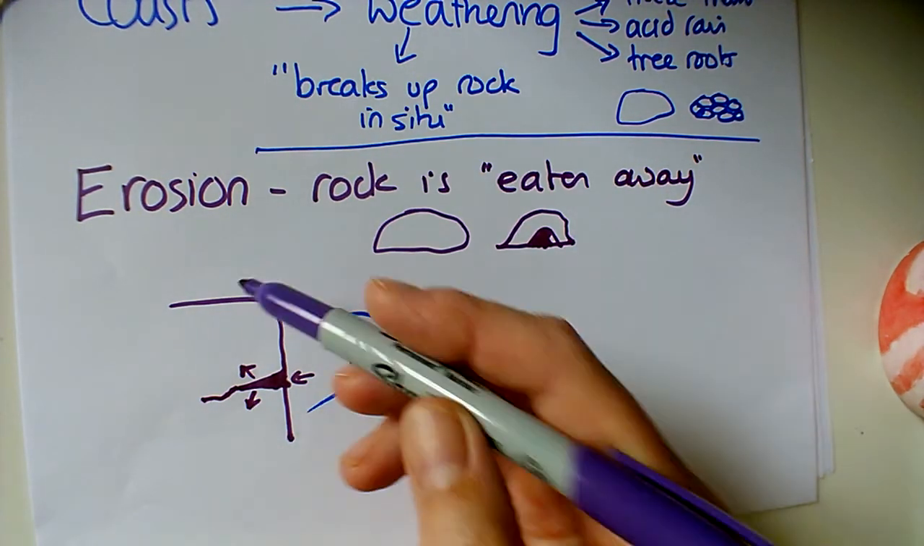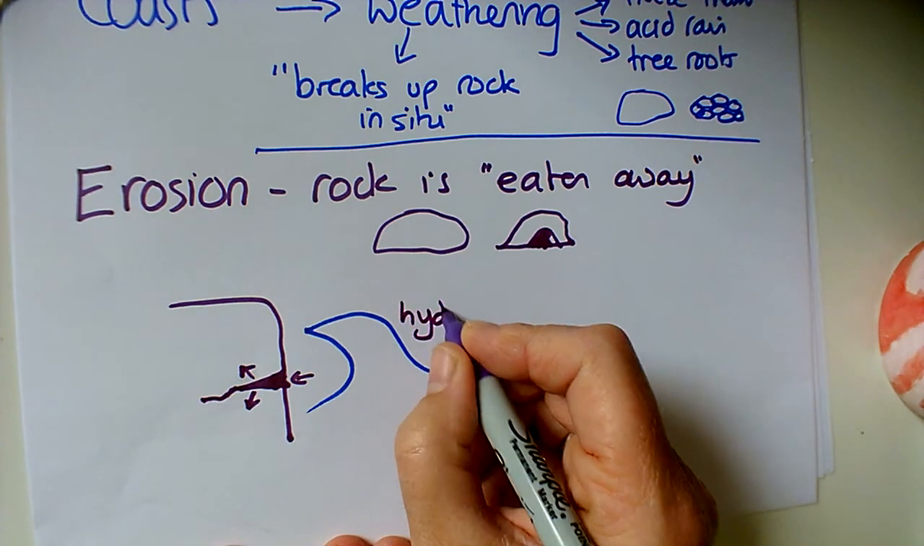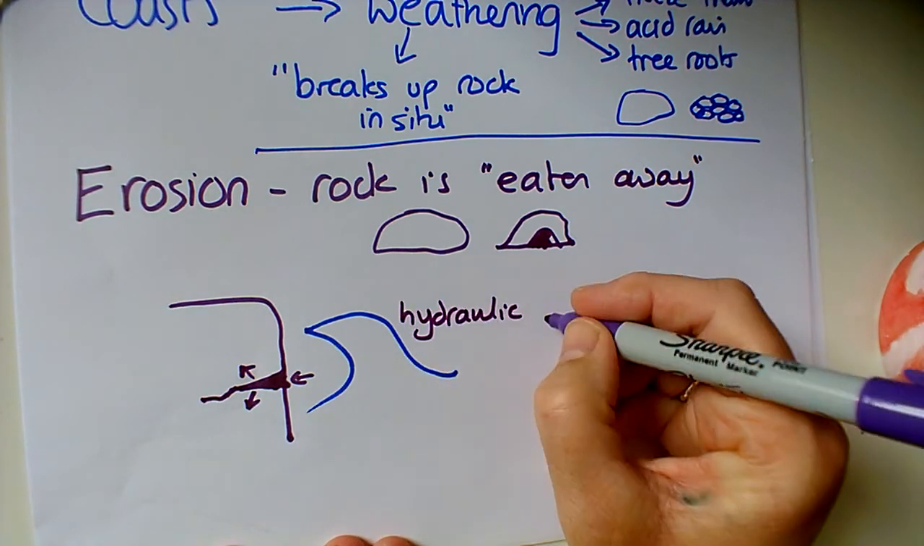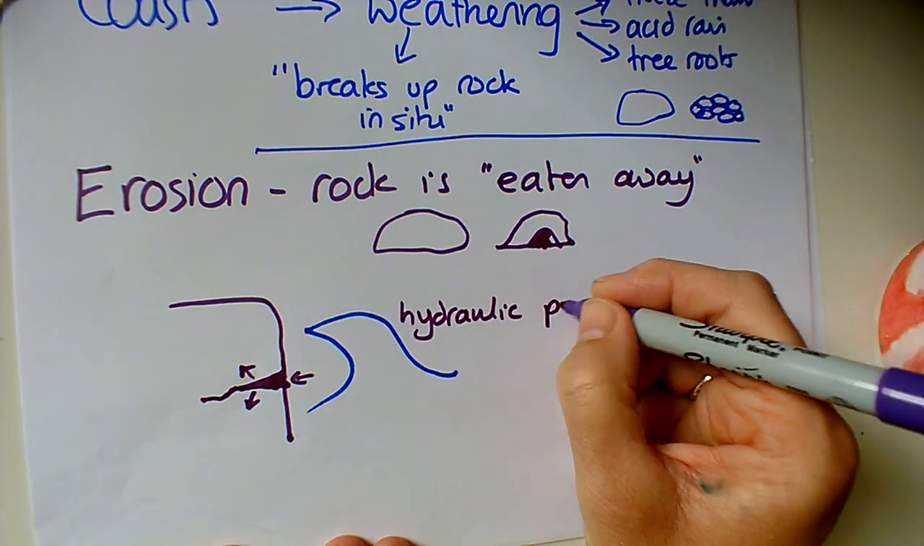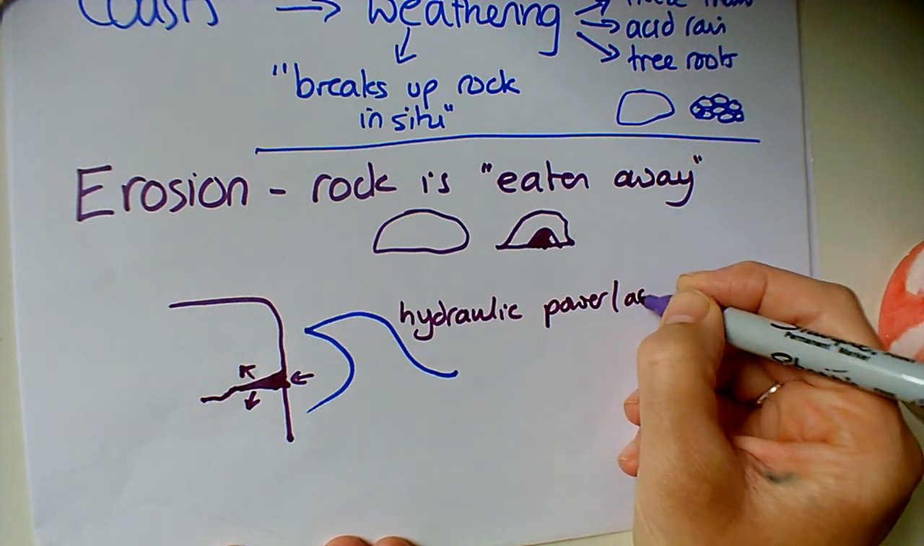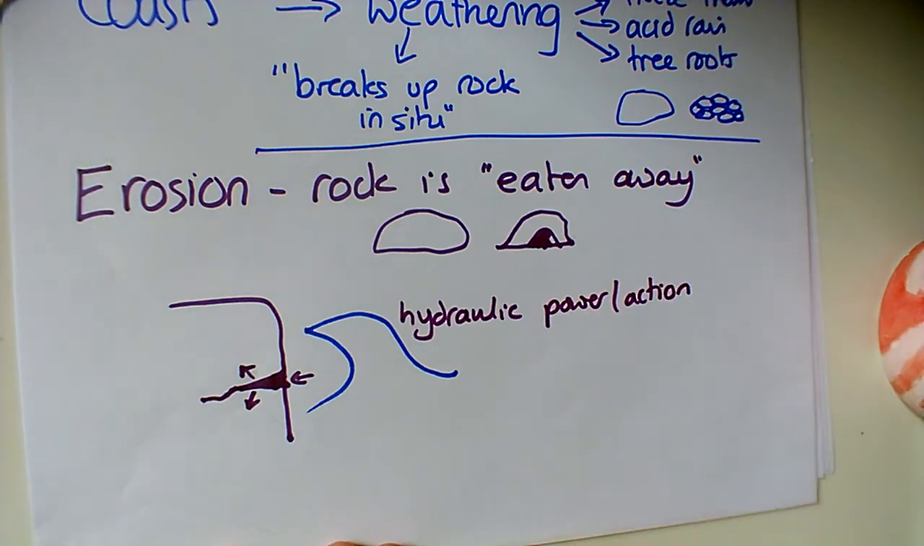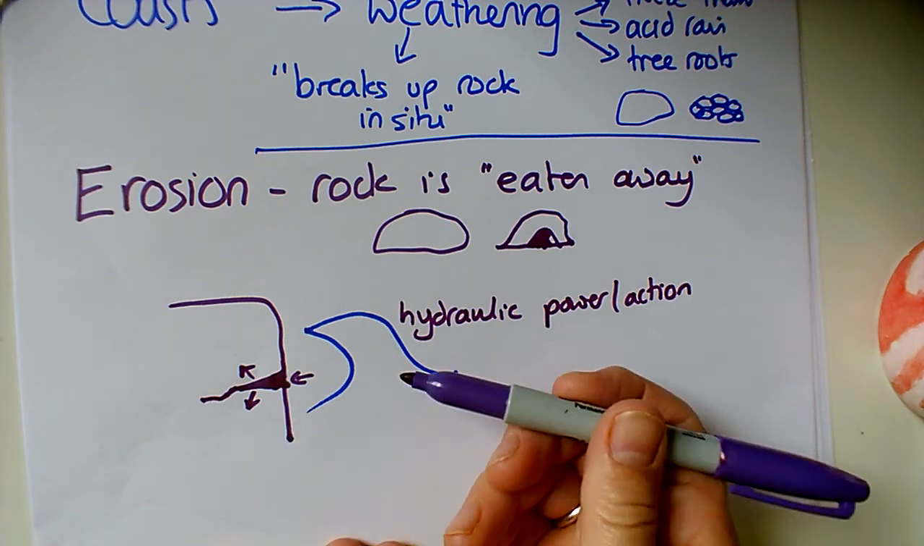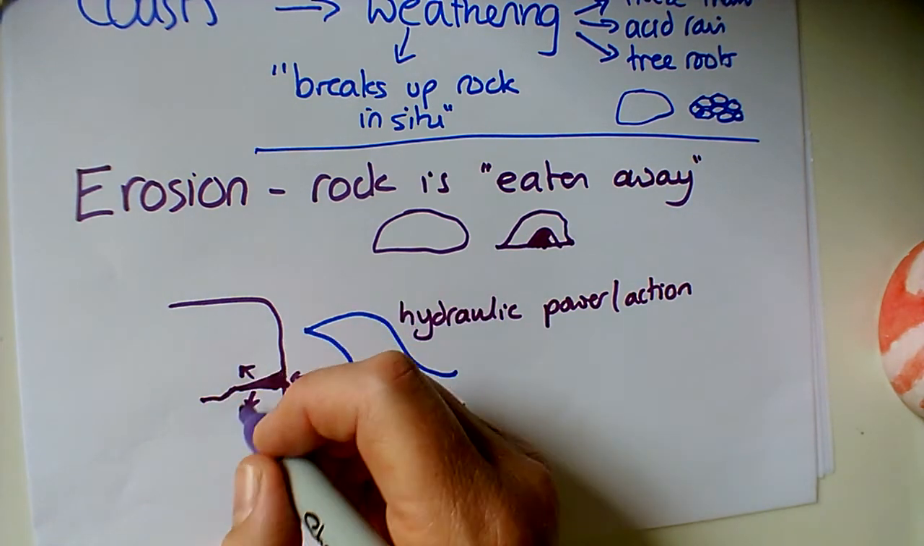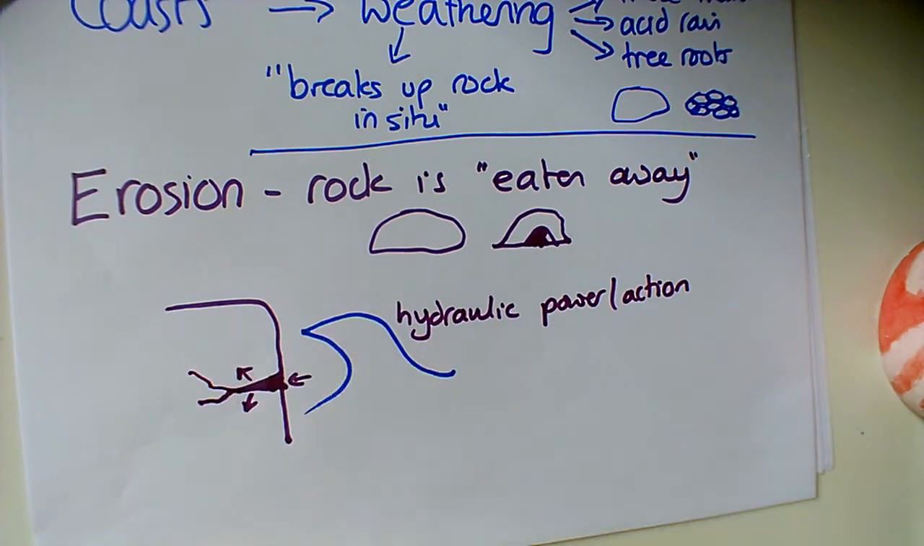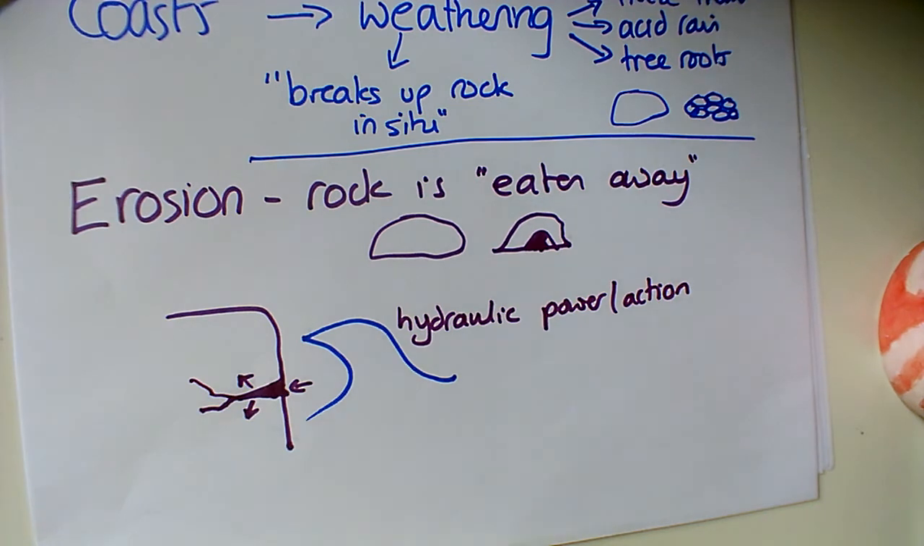So when you're drawing a picture of hydraulic action or hydraulic power, either of those phrases is fine, this is what you're going to draw. The wave comes in and pushes the air in, and it exerts this pressure, and over time the rock will fall apart, as you saw in the video.